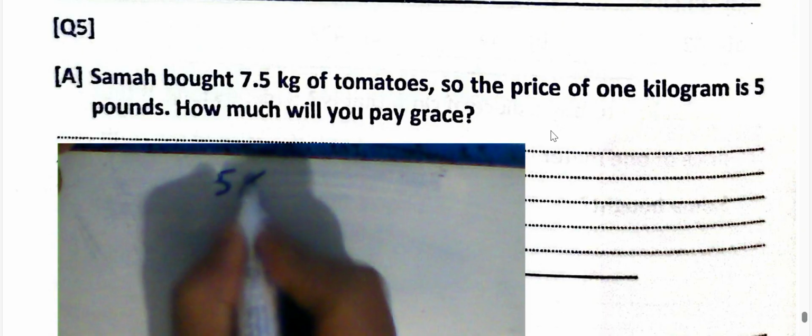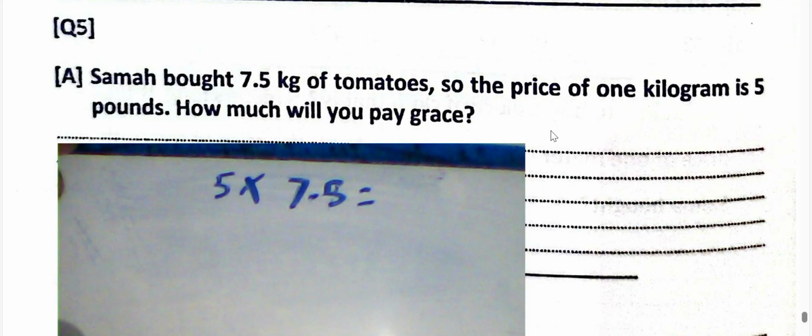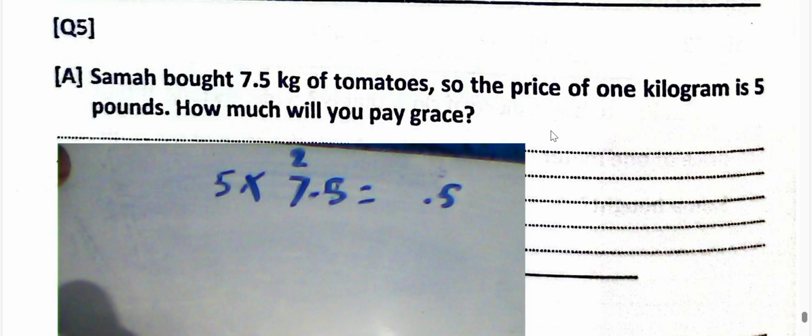Number 5. Samah bought 7.5 kilogram of tomato, so that price of 1 kilogram is 5 pounds. How much will you pay, Grace? We can predict the price of 1 kilogram 5, then the total amount will be 5 product by 7.5. 5 times 5 25. Write 5 and carry up 2. 5 times 7 35. 35 plus 2 equals 37. Result will be 37.5 kilogram.